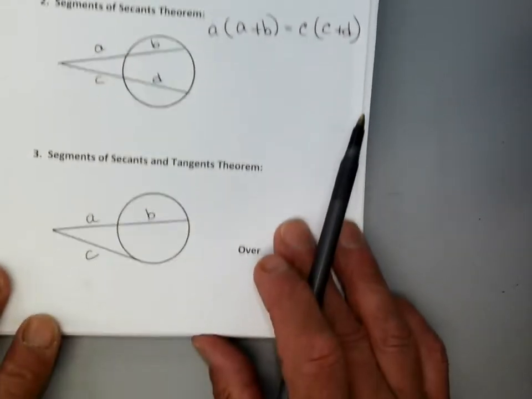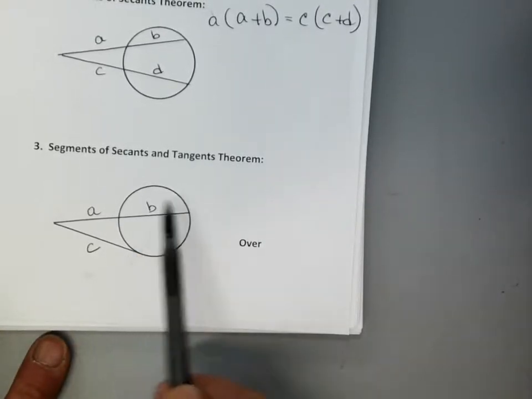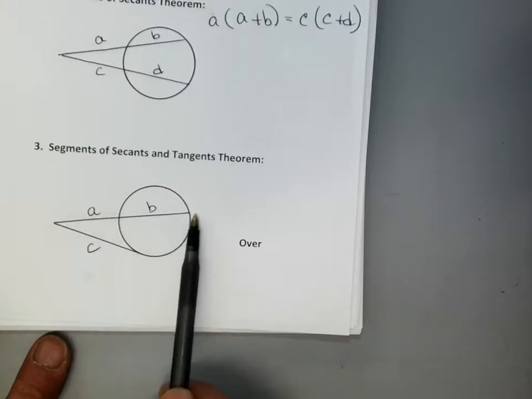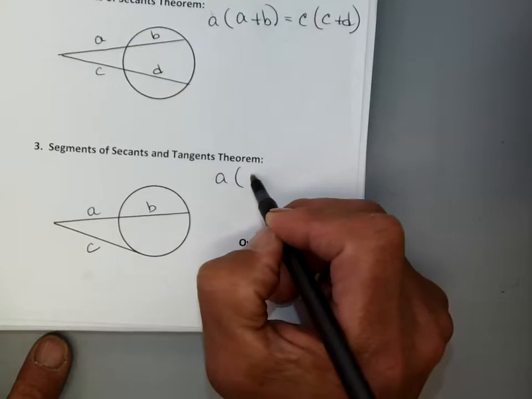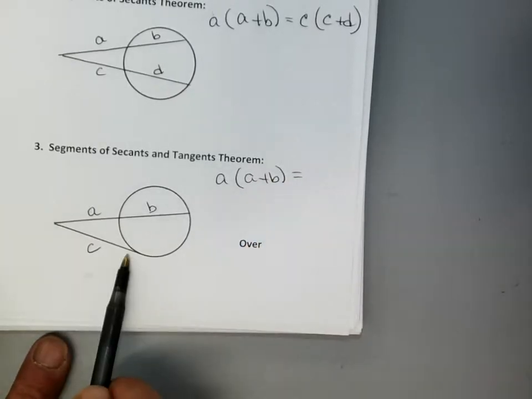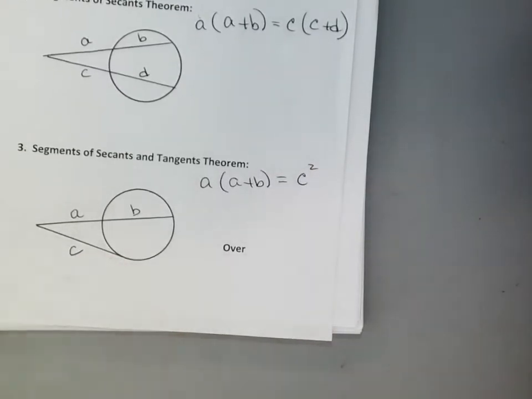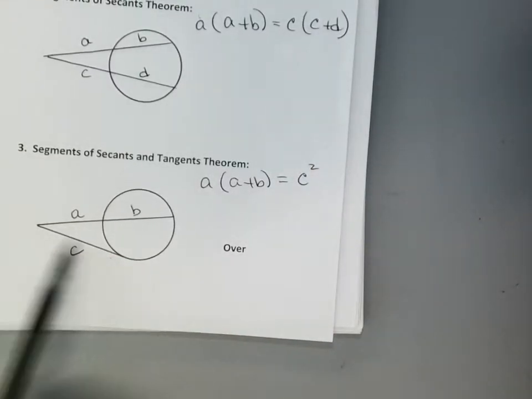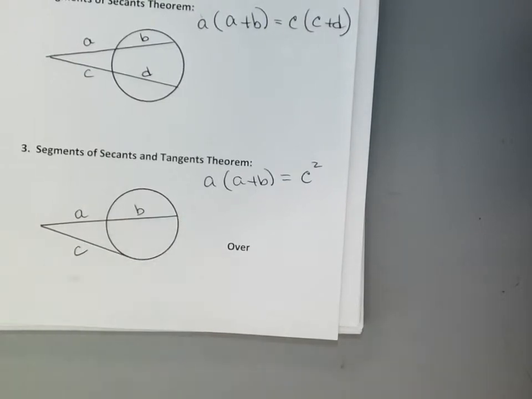Number 3 is the exact same formula except for the fact that C is by itself. Does that make sense? So you got the piece on the outside times the entire piece, which is A times the entire piece, which is A plus B, equals the piece on the outside, which is C, times the entire piece, which is C. So it equals just C times C, or C squared. So it's the exact same formula. The piece on the outside times the entire piece. So these are pretty easy formulas, and they work with segments in circles, okay?